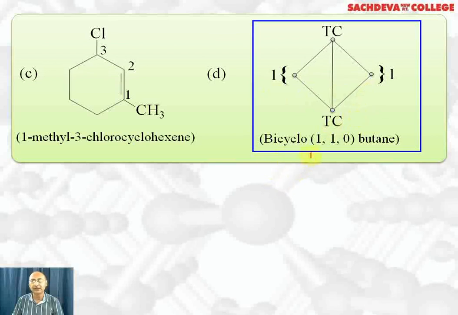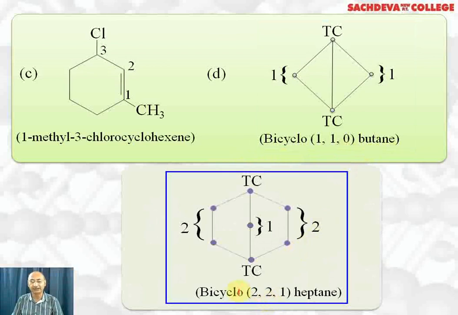So, first we write bicyclo. Why do we write bicyclo? Because there are 2 cyclic compounds joined together. So, bicyclo we have written. 1 we have written due to this. 1 we have written due to this. Now, we see between these 2 tertiary carbons, is there any other carbon? Answer is no. So, we write 0. And the total number of carbon atoms is 4, therefore we write butane. So the name of this compound is bicyclo[1.1.0]butane.